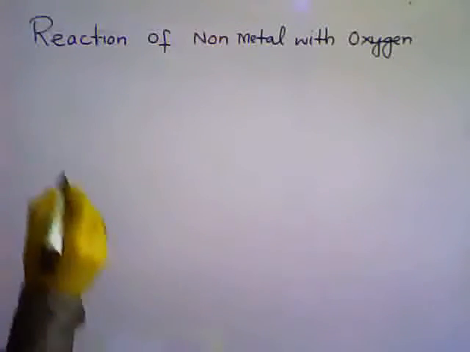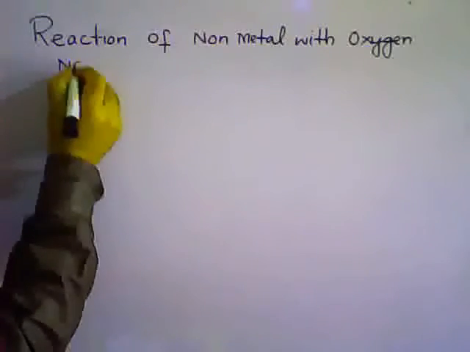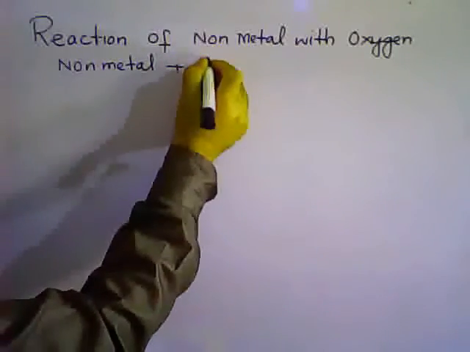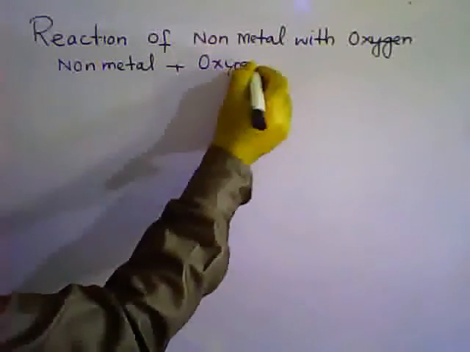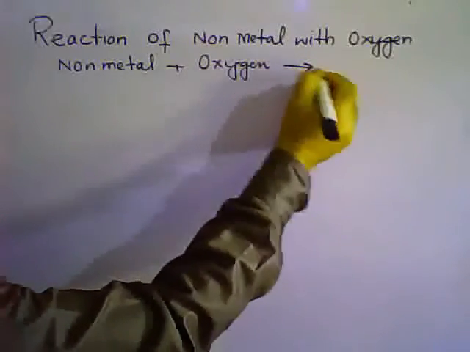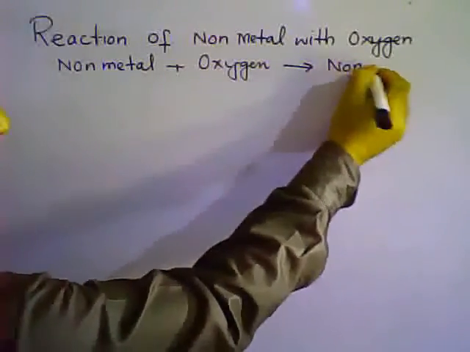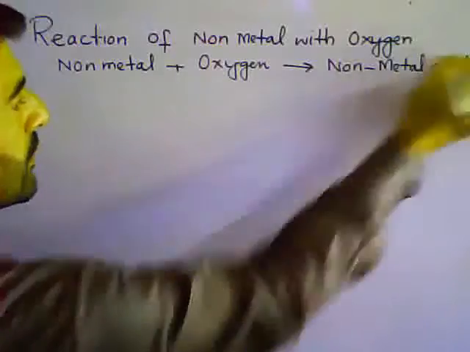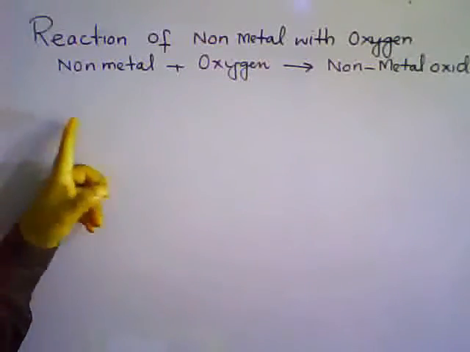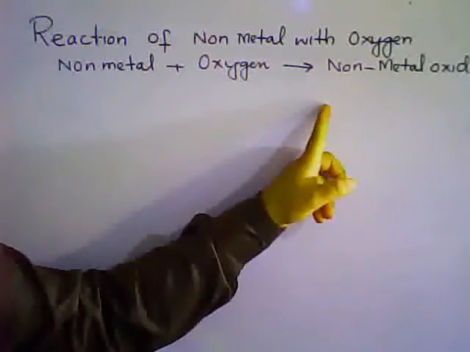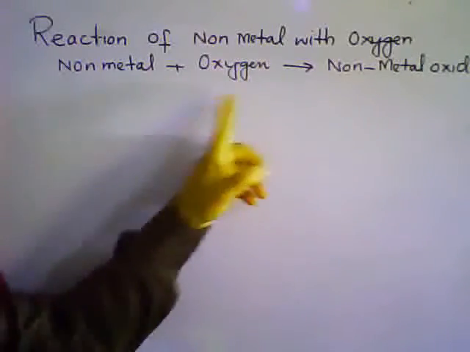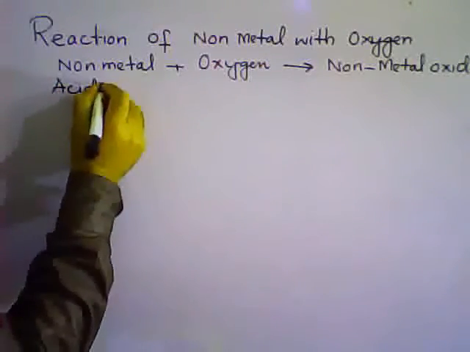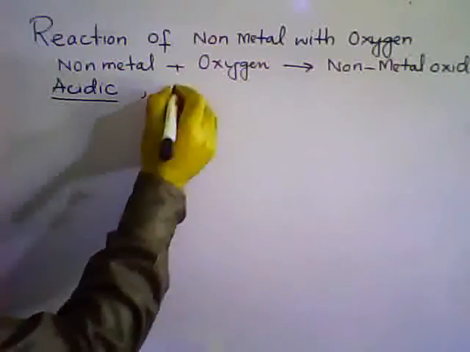So first of all, we see when a non-metal reacts with oxygen, they form what? Non-metal oxide. Okay dear, so non-metal reacting with oxygen forms a non-metal oxide. This non-metal oxide in nature can be acidic, or it can be neutral.